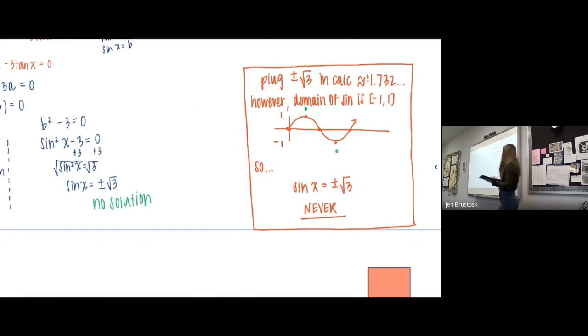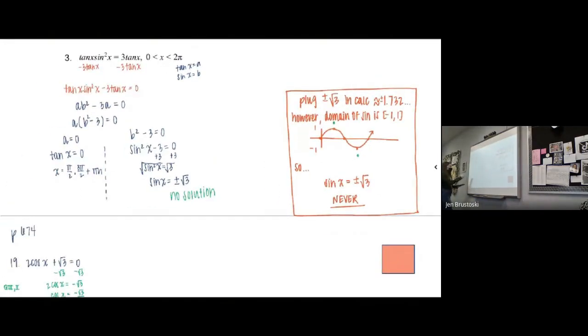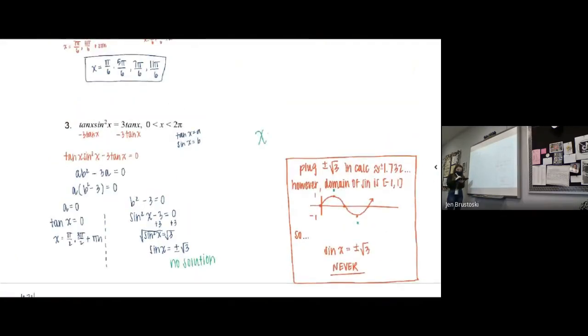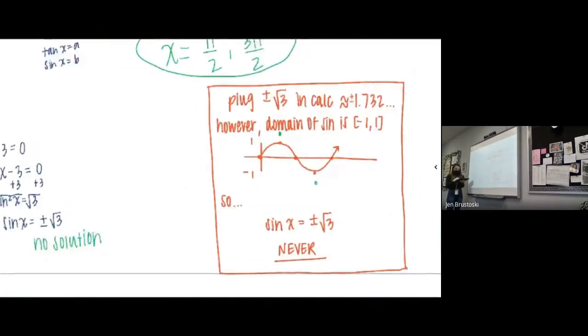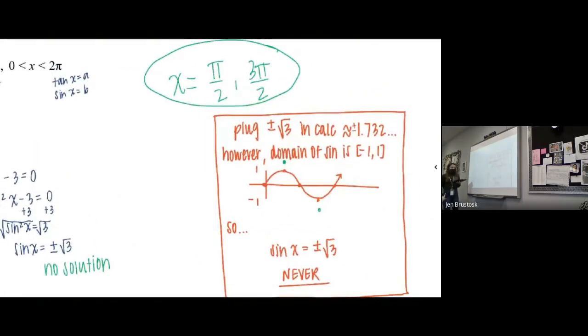However, we still have, and I'll zoom back in so you guys can get that down, we still have pi over 2 and 3 pi over 2. And then we don't want to add 2 pi because it'll be outside. So our final solution is going to be x equals pi over 2 and 3 pi over 2. That's our final answer. I'll zoom in so you can get all that down.